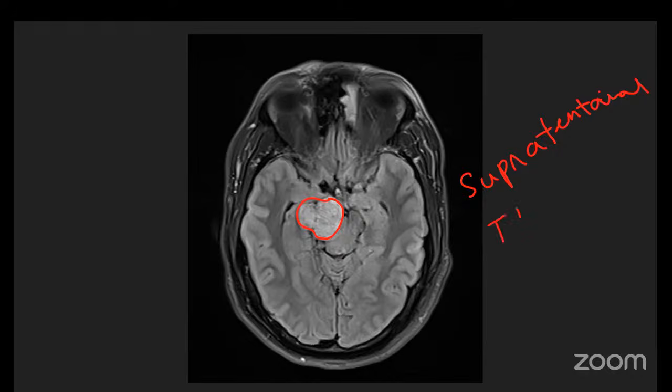That's right. This is T1, T2, which was the medial incisural type, right? Medial incisural type, T1, T2, and it's supratentorial. How do we know that? Because it is compressing what? It's compressing the temporal lobe.